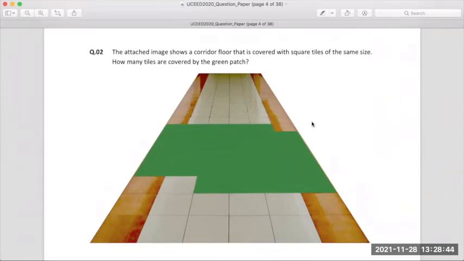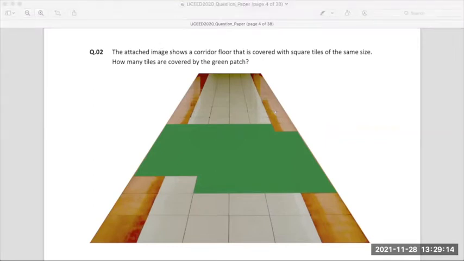Are you able to spot certain grooves below that green patch or not? Which is a flaw in this question also, but the answer is clearly visible here. Are you able to get what the question is asking? Yes, ma'am. Okay. So in this case, what we do is simple.